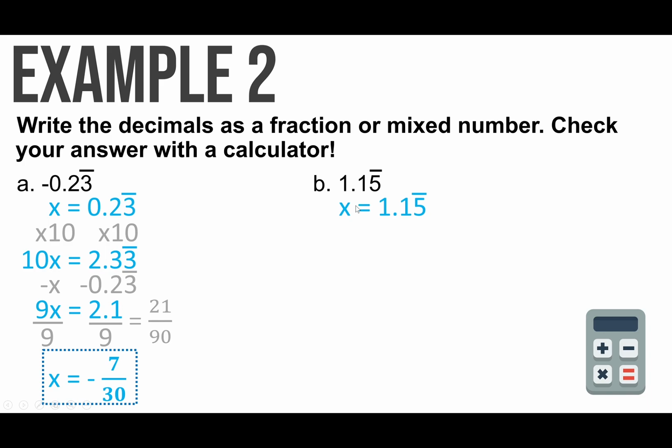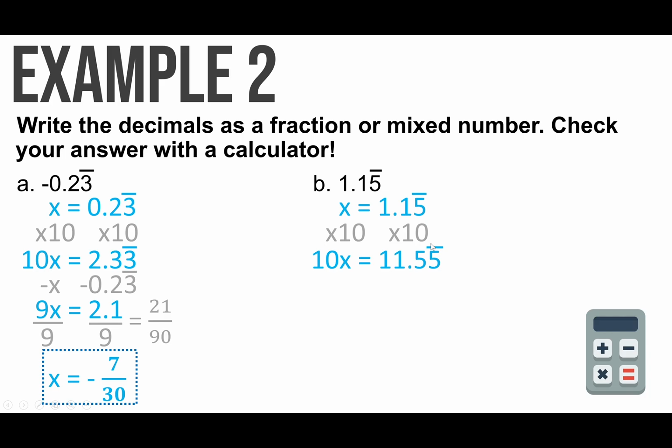First thing we're going to do is x is equal to 1.155555. Then I'm going to multiply both sides by, yep, you guessed it, 10. Why? Because I did it in the first problem, so we're going to do the same thing. So multiply by 10. So 10 times x, that's going to give you 10x. And over here, you're going to shift the decimal to the right one. So that's going to be 11.5555.